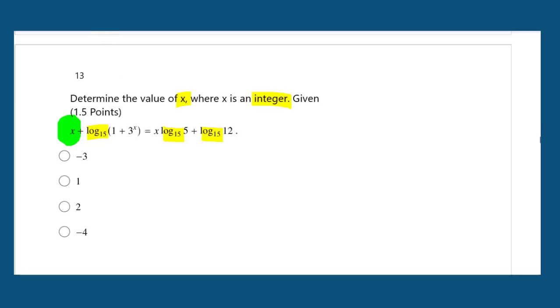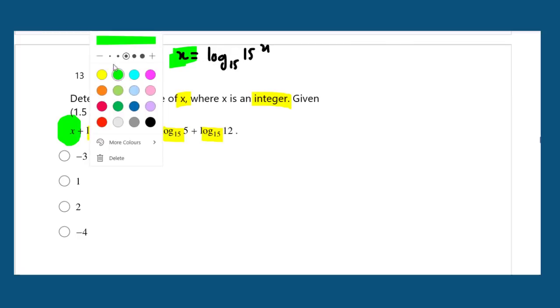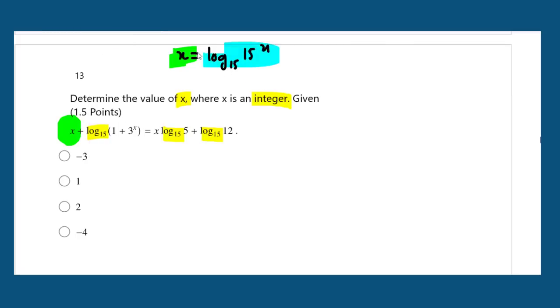Okay, so x is equal to log, we want base 15, so 15 power x. Using the third rule, bring x to the front, and log 15 base 15 is equal to 1. So the answer is x. And then change this one to this part.